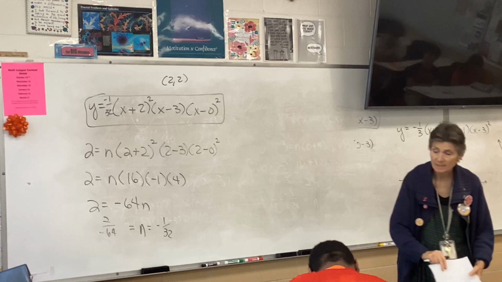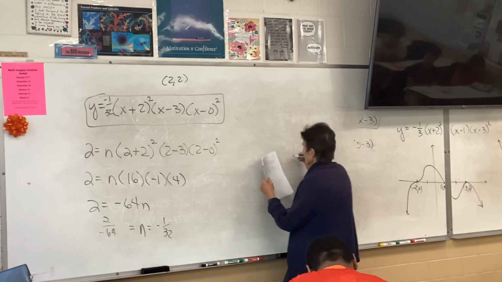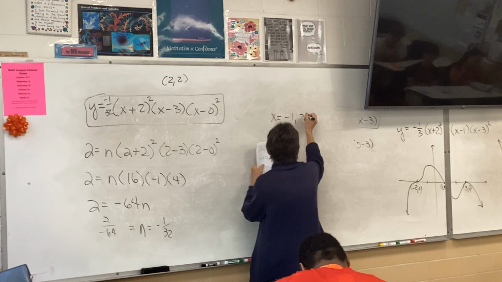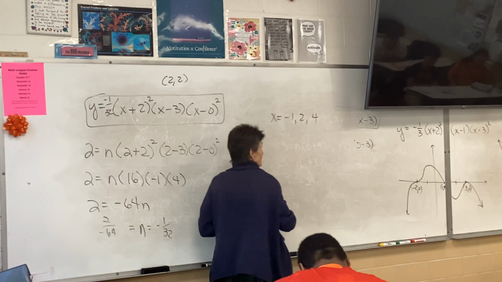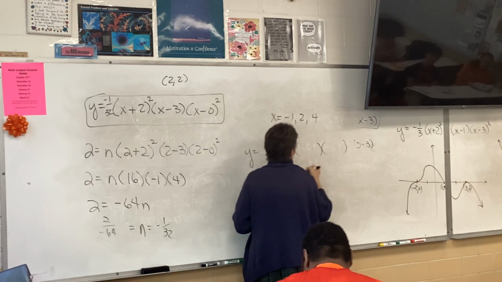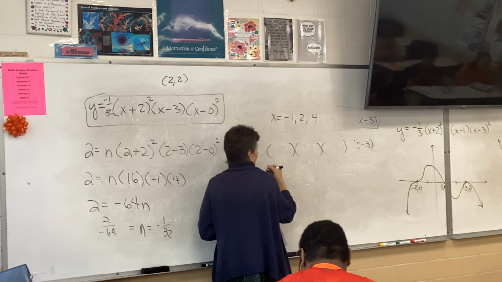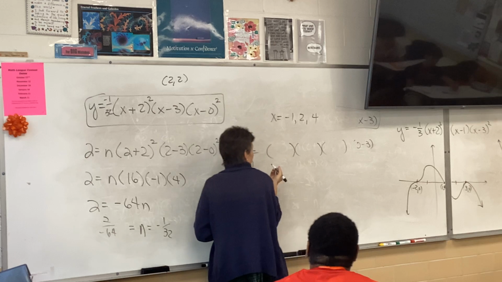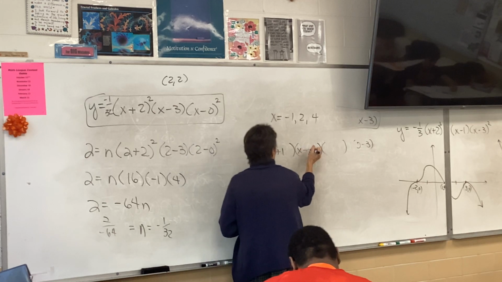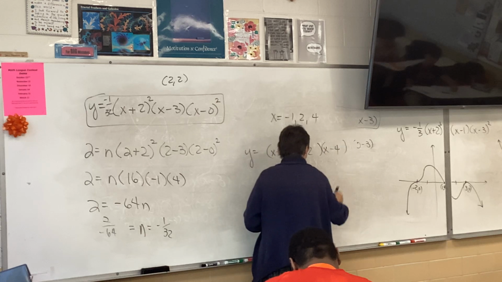All right, the last one, they didn't draw a picture. The zeros are the dots, the x-intercepts. So if those are the zeros, what are my factors? X plus 1, x minus 2, x minus 4. Perfect.